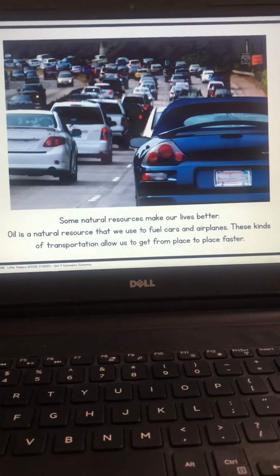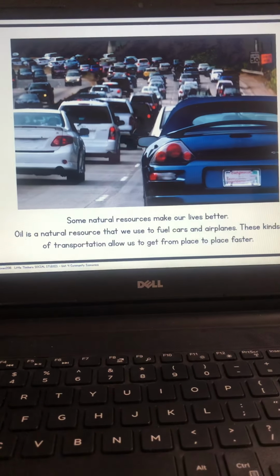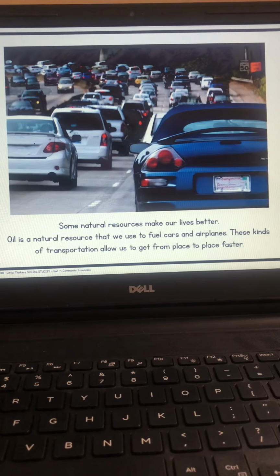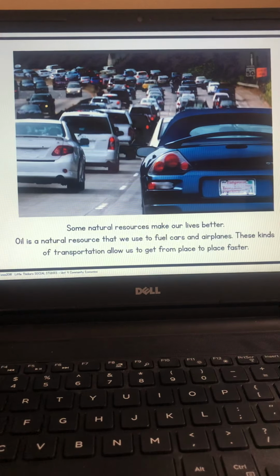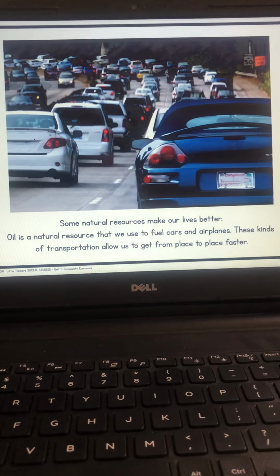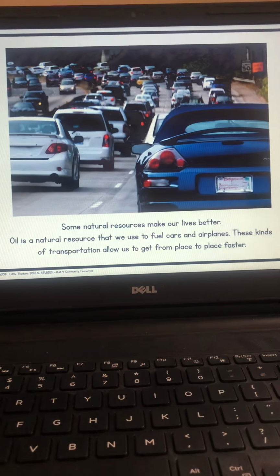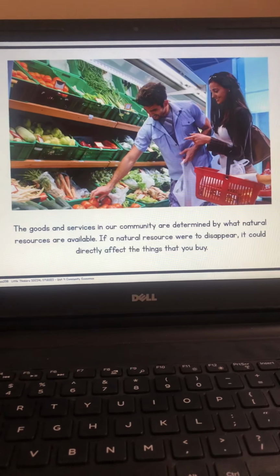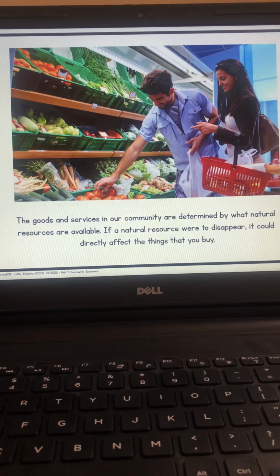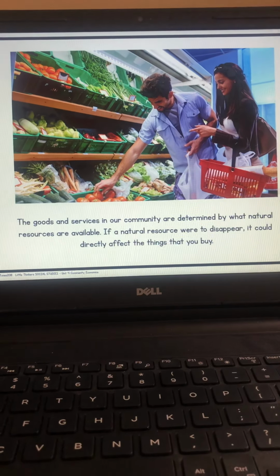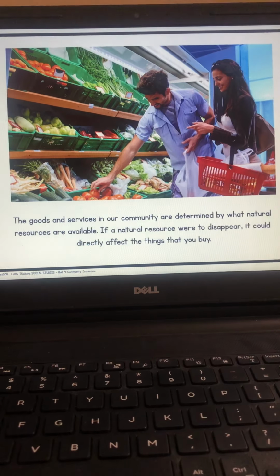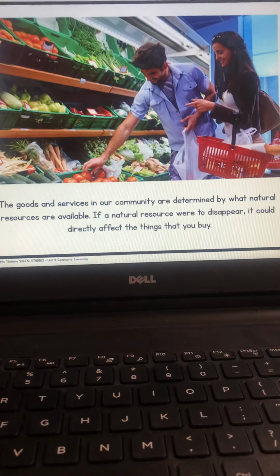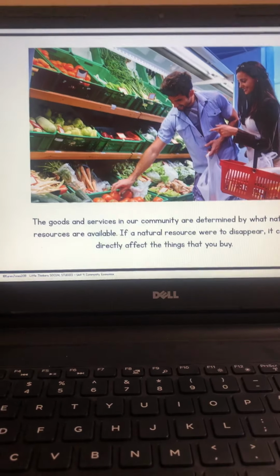Some natural resources make our lives better. Oil's a natural resource. We use oil when we fill up our cars with gas or planes with gas. These kinds of transportation make us go from place to place faster. The goods and services of our community are determined by what natural resources are available. If a natural resource was to disappear, it could directly affect what you buy. So what do they mean by that?